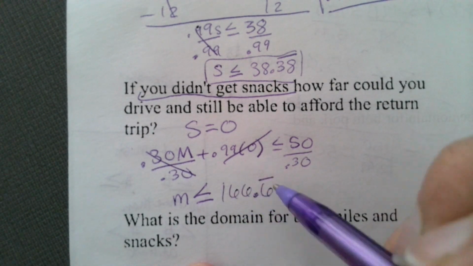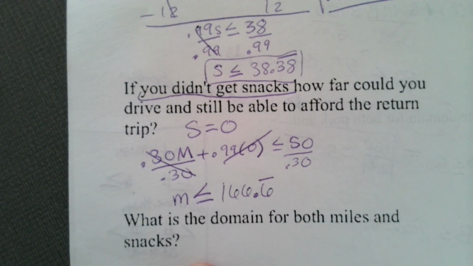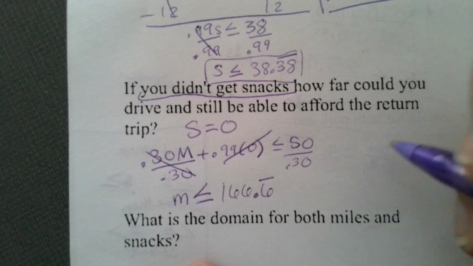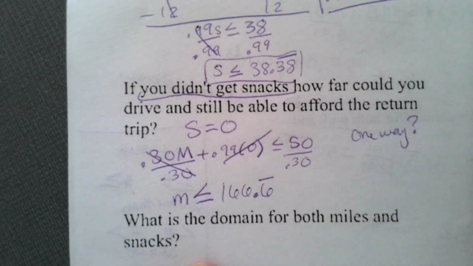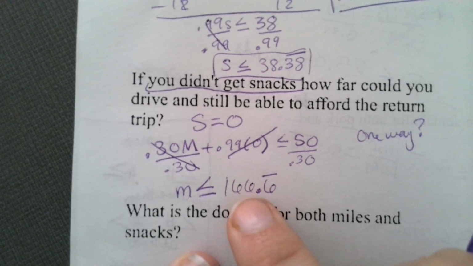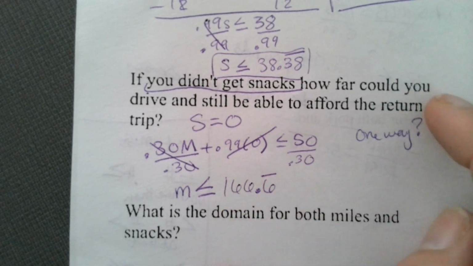Anytime it repeats, you can just write it one time and put a line over it, and that means it repeats forever. Okay, now think about it. One way, how far can you go? If this is both directions, right? This is round trip. How far can I go one direction?